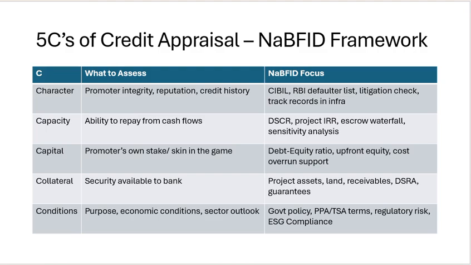In that case, NaBFID will focus on infrastructure financing metrics: the debt service coverage ratio, the project life coverage ratio, or the loan life coverage ratio. Then the project internal rate of return, escrow, waterfall, and sensitivity analysis. They check and make sure that they have control over the cash flows of that project. That is what they check under capacity.